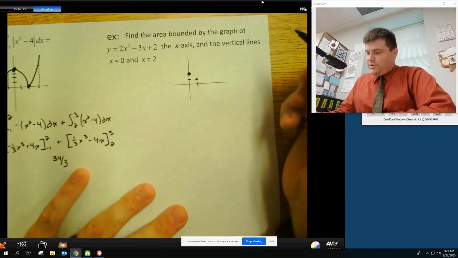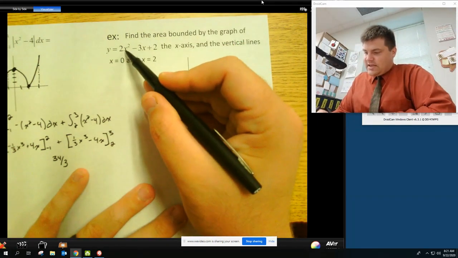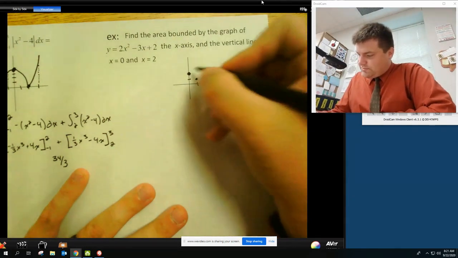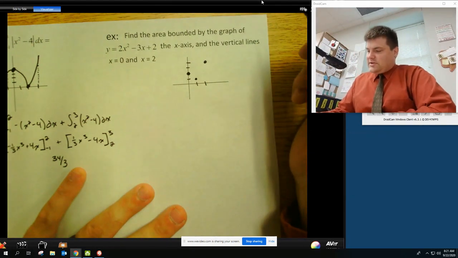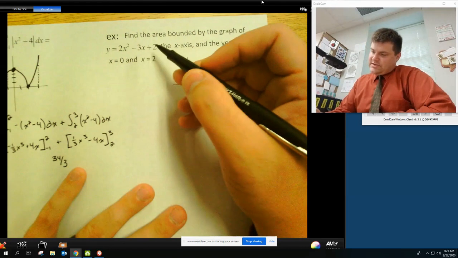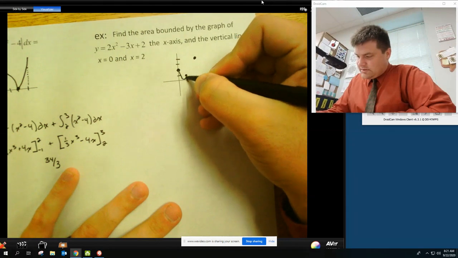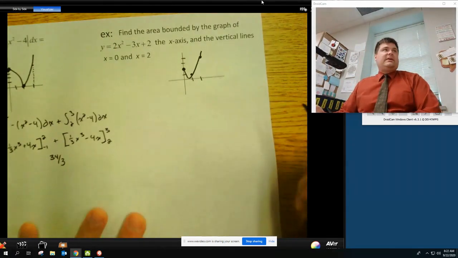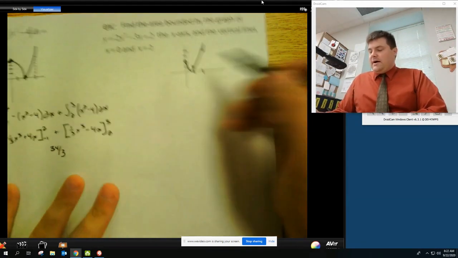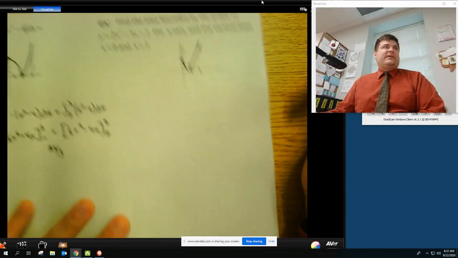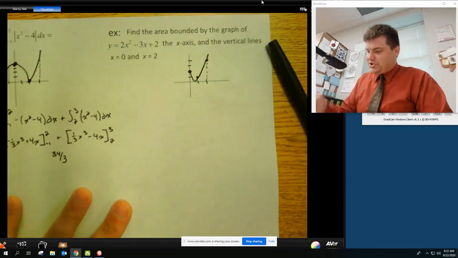And I plug in a 2, what is that going to give me? It's going to give me 8 minus 6 plus 2. So let me see where the vertex is real quick. Yeah, I think it's going to look something like this, give or take. Vertex is going to be there at 3/4. Don't worry about that, though. So it's going to look like this. So I'm trying to find it from 0 to 2. So I'm really just trying to find this shaded blue area.